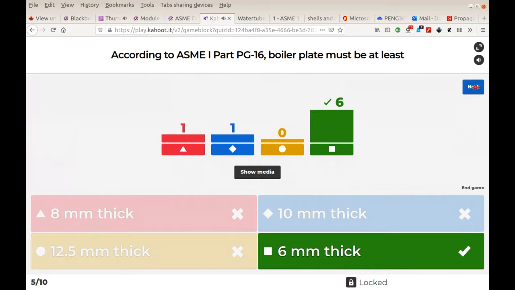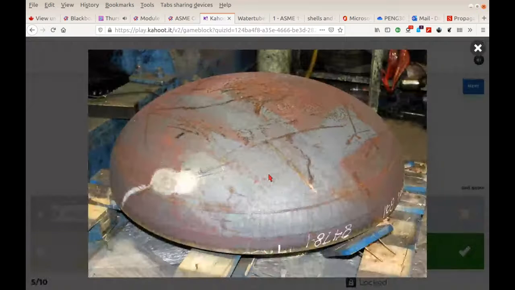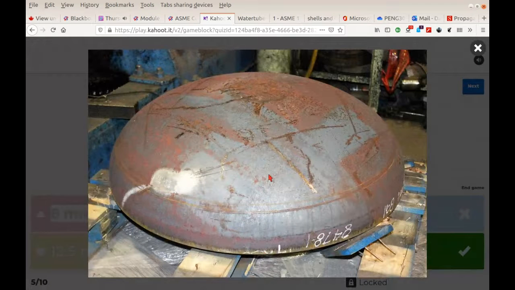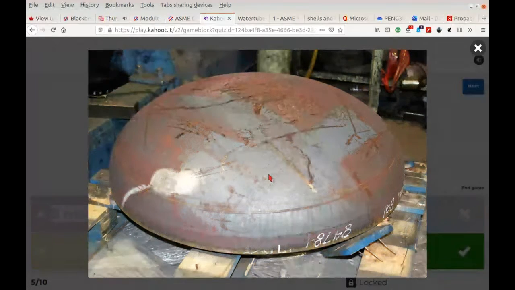All right, 6 millimeters thick. Now, a close one is 8 millimeters thick because it does say in part PG16 that if you're going to attach a stay bolt, it has to be at least 8 millimeters thick. So that's where the 8 millimeters comes in. Now, take a look at that. It's a formed head. It looks to me like an ellipsoidal head. It hasn't been mounted onto a boiler or pressure vessel yet. And that's plate. It doesn't look like flat plate, but it started off as flat plate, and there's an example of something that has to be at least 6 millimeters thick.